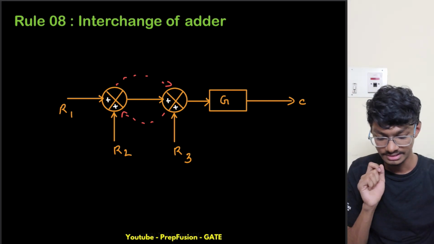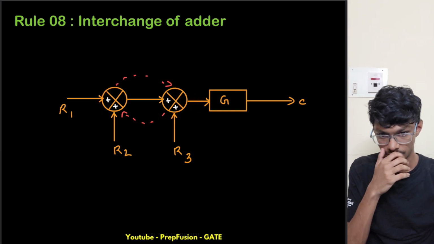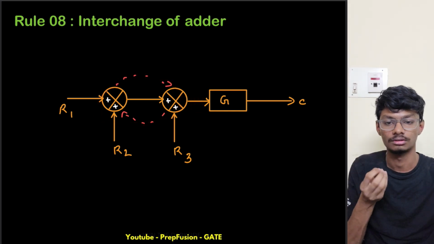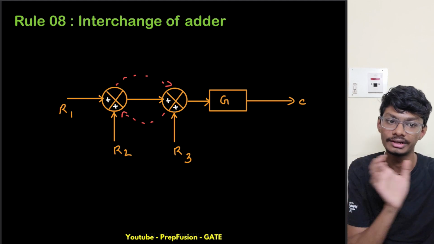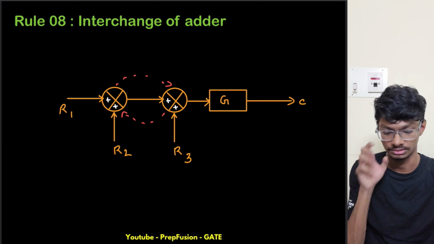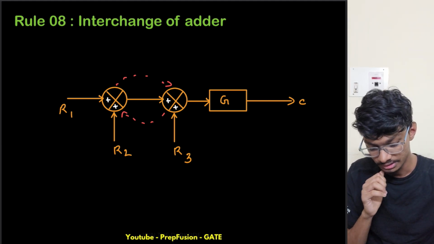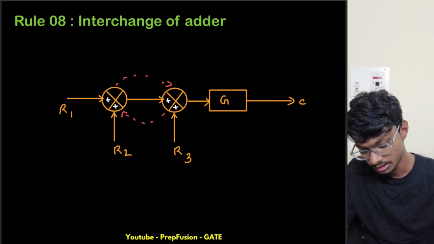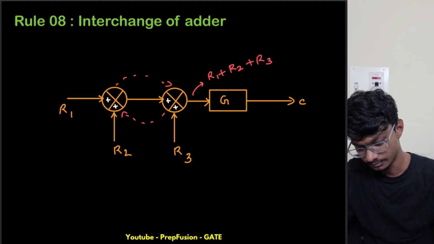But after interchanging, my output right here at this point should remain unchanged. So what do I need to do for interchanging the adders? Can I simply interchange them, or do I need to do something else? Think about this. I can simply interchange them, right? Because what is this output? This is R1 plus R2 plus R3, right?